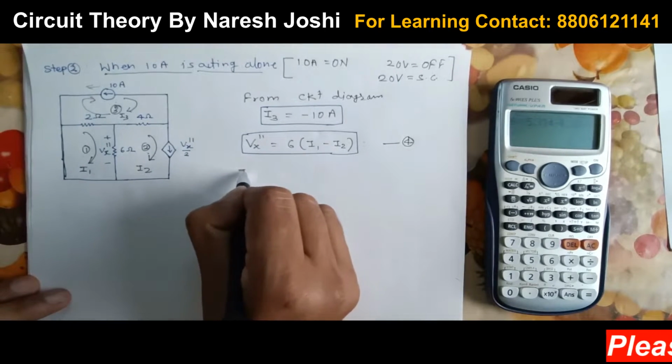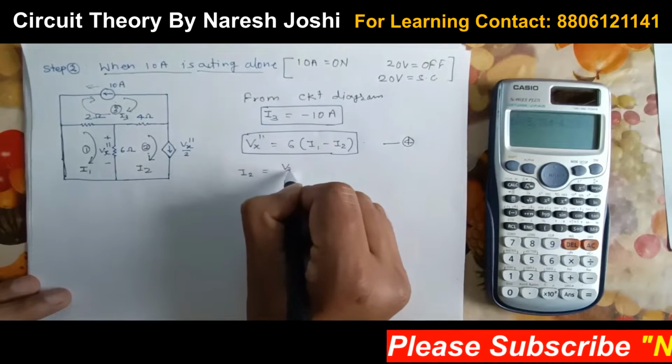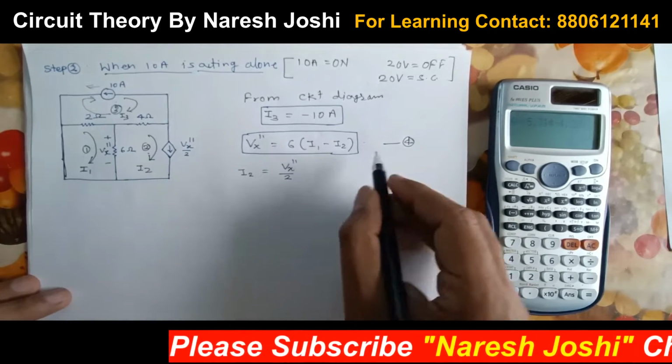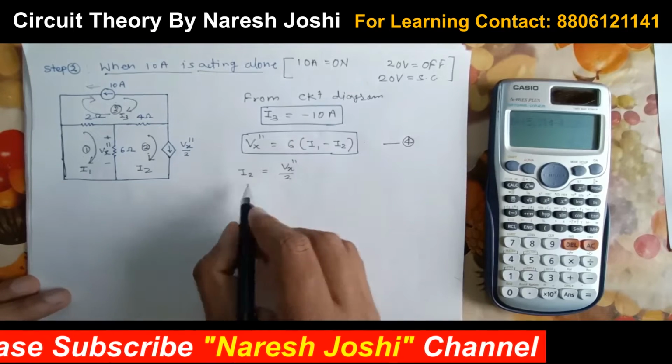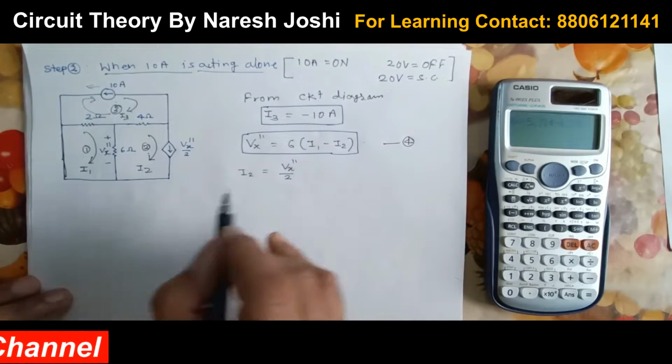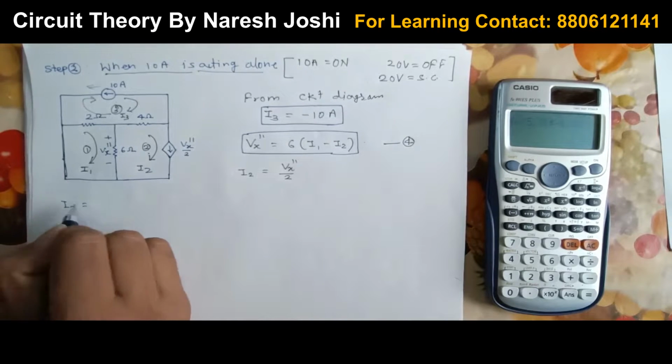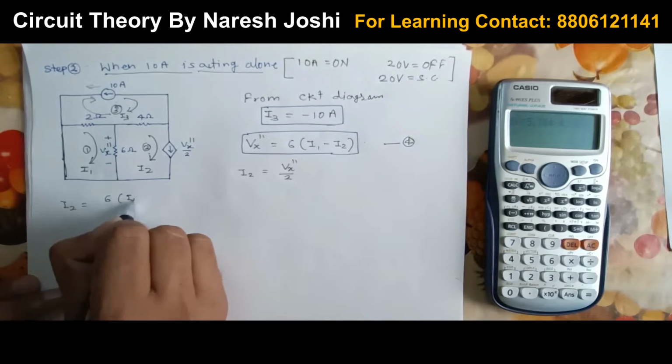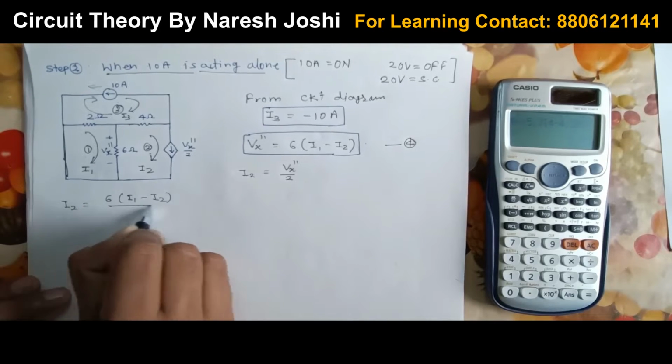So I2 will be here. What is I2? I2 is equal to Vx double dash upon 2. Okay, so this is the I2. Now what we have to do is put this value of Vx from equation 4 in this. So you will obtain I2 equals Vx equals (6 I1 minus I2) upon 2.